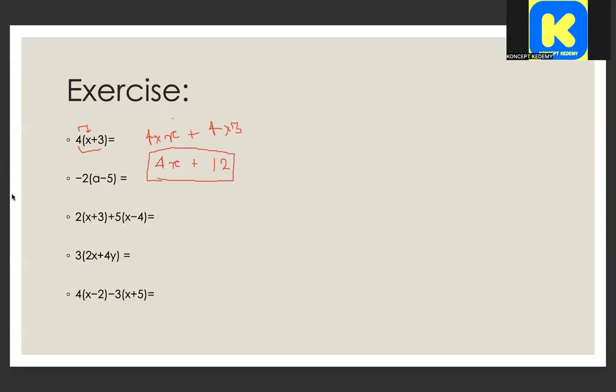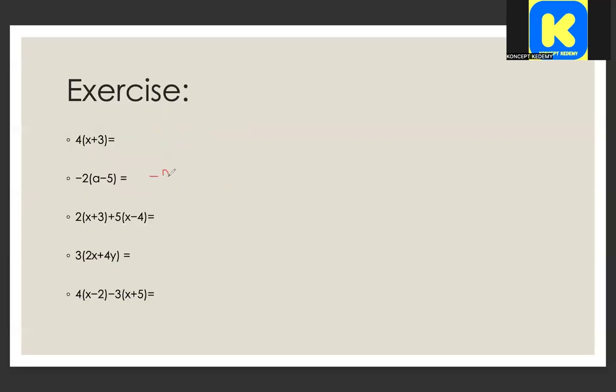Now we will go to the next question. Here, minus 2 into a minus 5. So now this is minus 2, and inside there is also a minus. So the difficulty level increases a little bit, but we need to do it the same way. We just need to make sure of the sign convention, like minus minus plus or plus minus minus, so that we are going with the correct calculation.